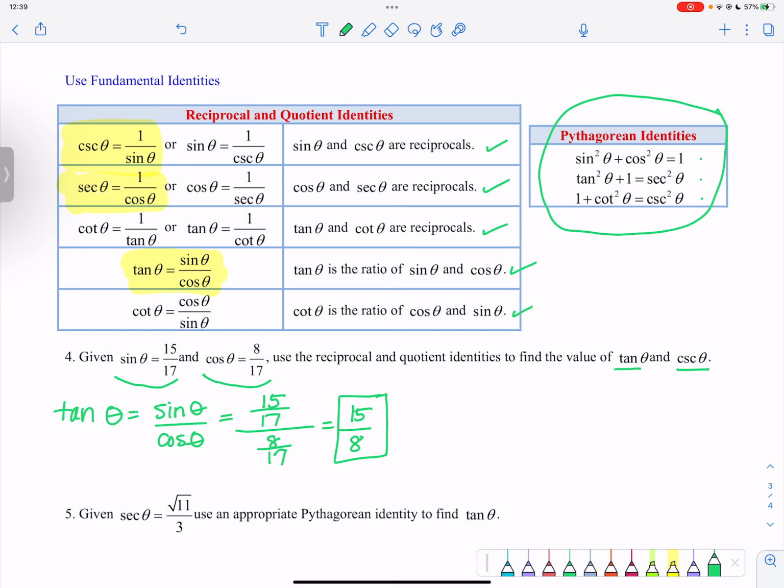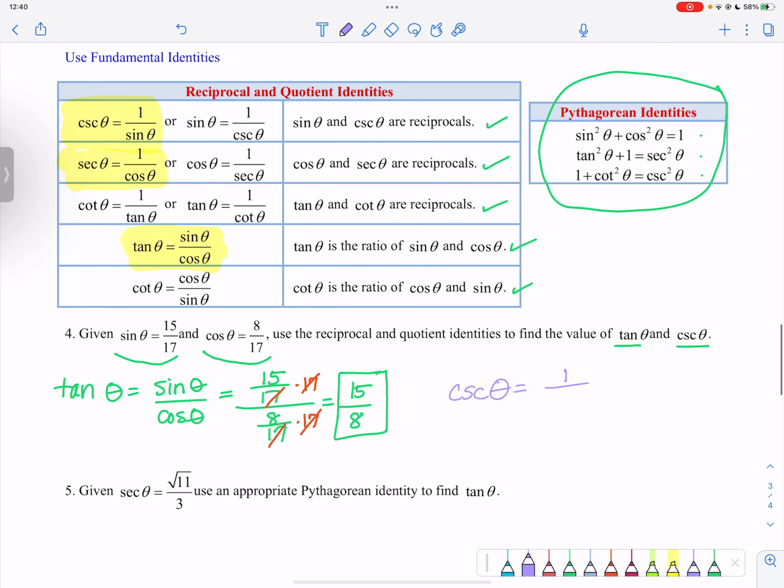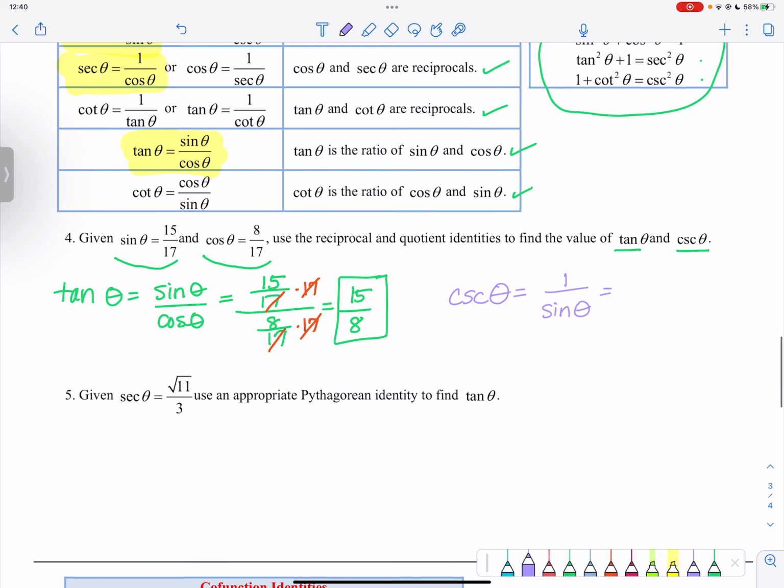Now, how would you do that? You could multiply the numerator, let me do that in a red pen, the numerator and the denominator multiplying by 17, and you could reduce those like that if you'd like. Okay, now let's try the cosecant of theta, and the cosecant of theta is equal to 1 divided by the sine of theta. So it's really just the reciprocal of the sine of theta, and the sine of theta was 15/17. And when you reciprocate, you just interchange the numerator and the denominator.